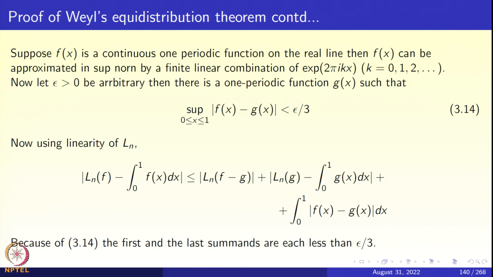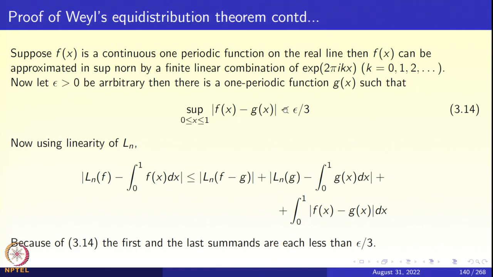Then we take epsilon greater than 0 to be arbitrary. Then there is a 1 periodic function g x such that the sup over 0 less than or equal to x less than or equal to 1 of mod f x minus g x is less than epsilon by 3. That is 3.14. Now let us use linearity of L n. L n f minus integral 0 to 1 f x dx. I'm going to add and subtract g. So I'm going to write this as L n of f minus g plus L n g minus integral 0 to 1 g x dx plus integral 0 to 1 of f x minus g x, taking the absolute value inside the integral, and it becomes less than or equal to.